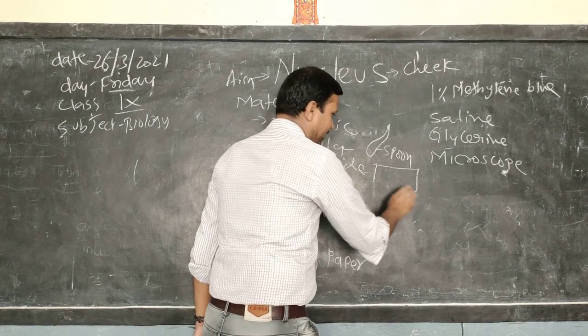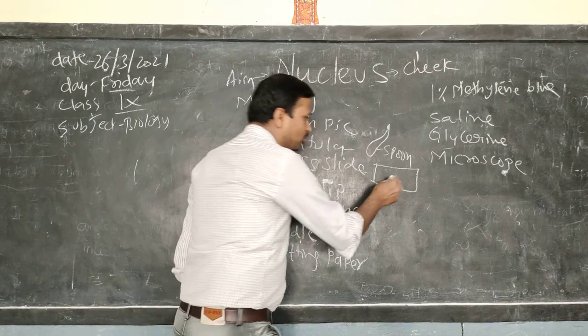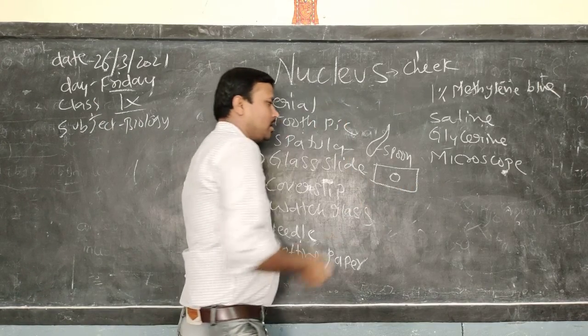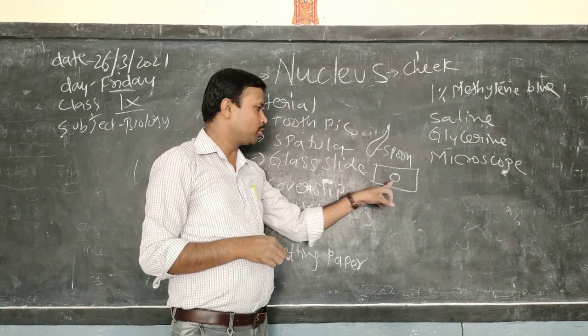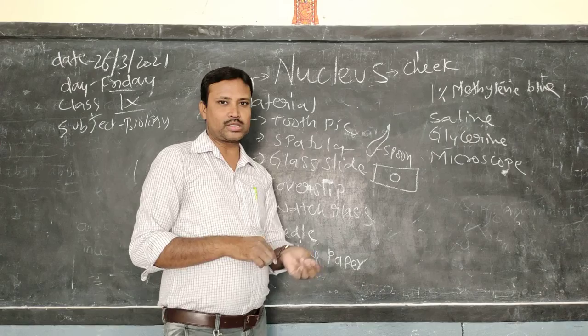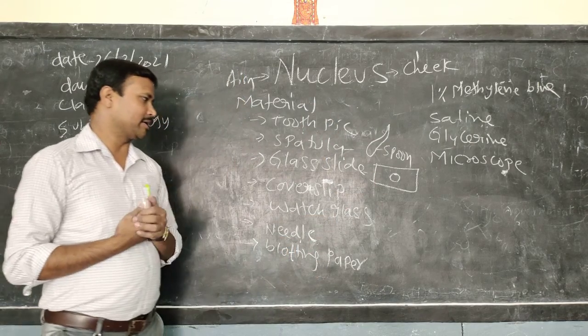Then the glass slide. We require the glass slide. Why is the glass slide required? Because to place the sample. To place the sample on the glass slide, we need a glass slide. To put the sample, a glass slide is required to place the sample we have taken. We need a glass slide.